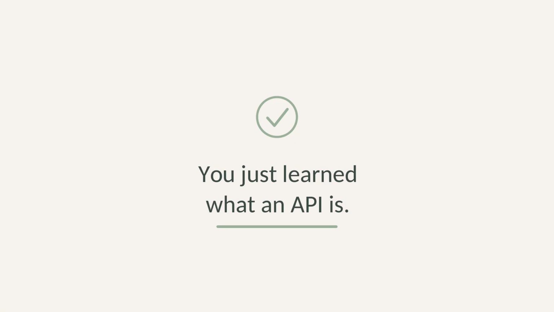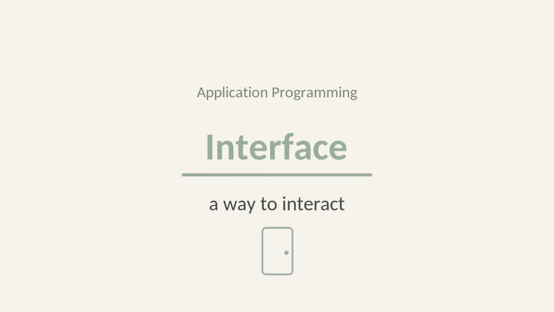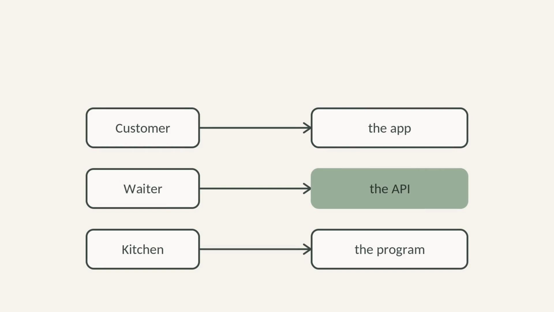Remember the definition from the start? Application Programming Interface. It's an interface, a way to interact, a doorway between programs. It was never as complicated as it sounded. If you can explain the restaurant, customer, waiter, kitchen, you can explain the API.